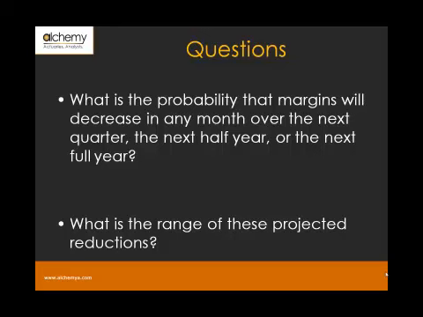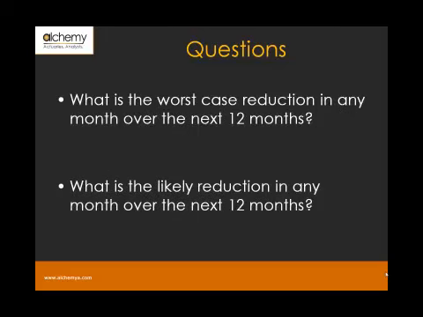The second question that you can ask is, what is the range of these projected reductions? Given that my margins reduced in any month, what is the range of these projected reductions? That's one question. Now the first question focused on probability. What is the probability that margins will reduce? So what is the probability that I'll actually see a number which is less than 0 on the margin side? That was the first question.